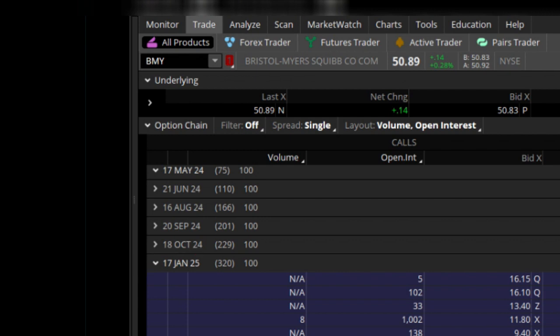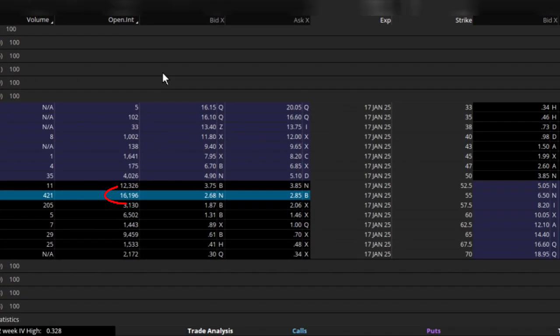The current stock price is $50.89. And I like choosing options that are a little bit out of the money with the hopes that my option will work its way up to being in the money. That's when your option starts to grow significantly in value. I want the highest open interest possible, so I went with the $55 strike price. That means I'm $5 away from being in the money.